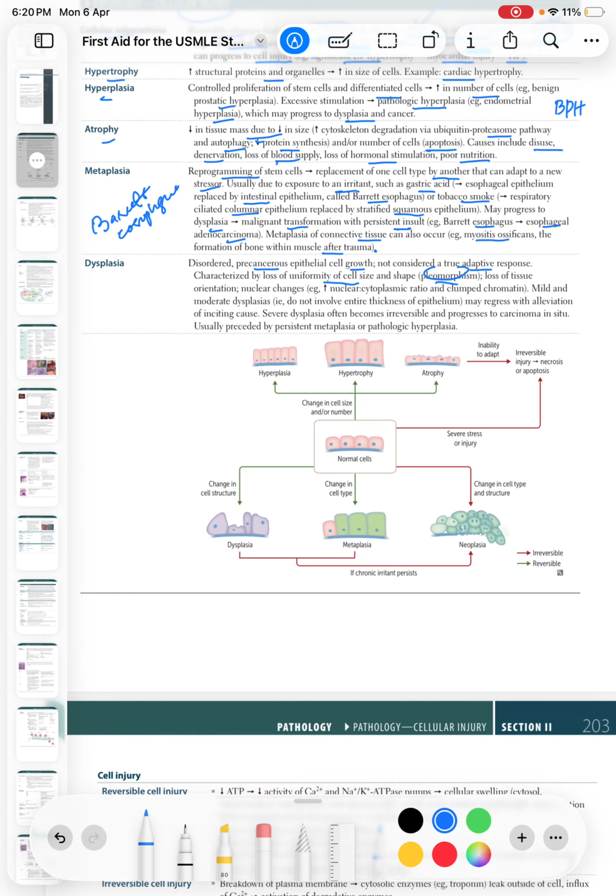Mild and moderate dysplasia do not involve the entire thickness of the epithelium and may regress with alleviation of the inciting cause. Severe dysplasia often becomes irreversible and progresses to carcinoma in situ, usually preceded by persistent metaplasia or pathologic hyperplasia.